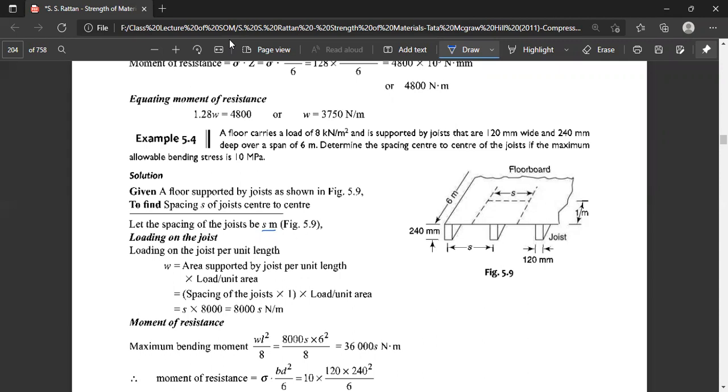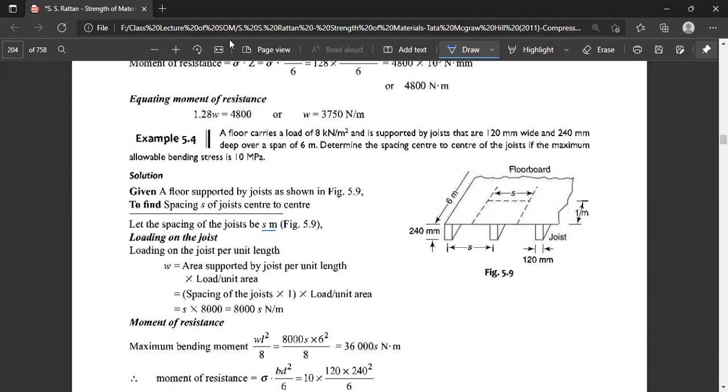So that means 8,000 into S Newton per meter. Now, the maximum bending moment will be W L square by 8, which is 8,000 into S multiplied by L square, where 6 is the length of each of the joists, divided by 8. So 36,000 S in Newton meter.